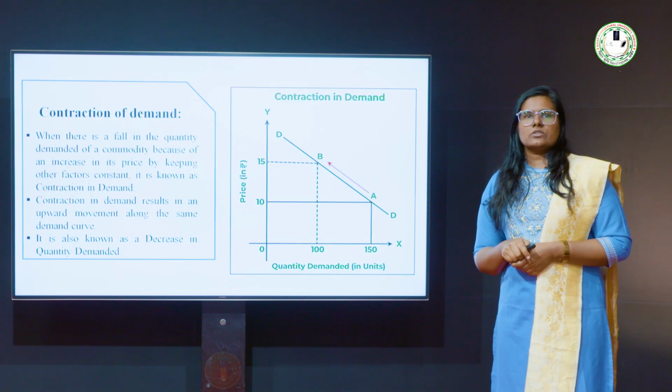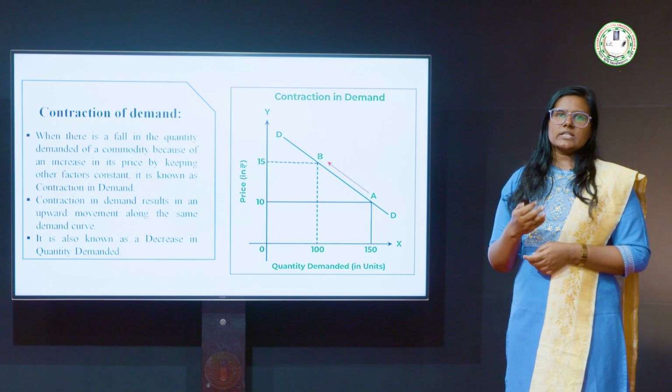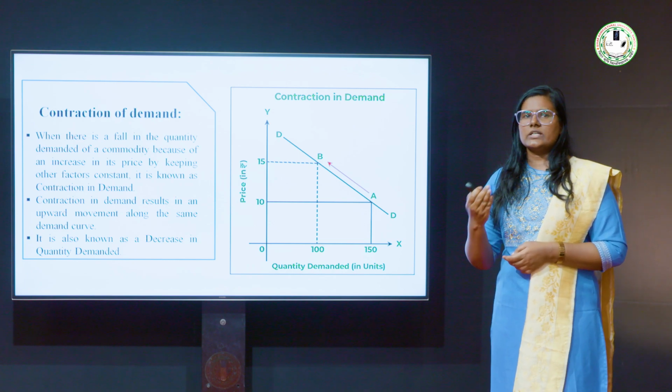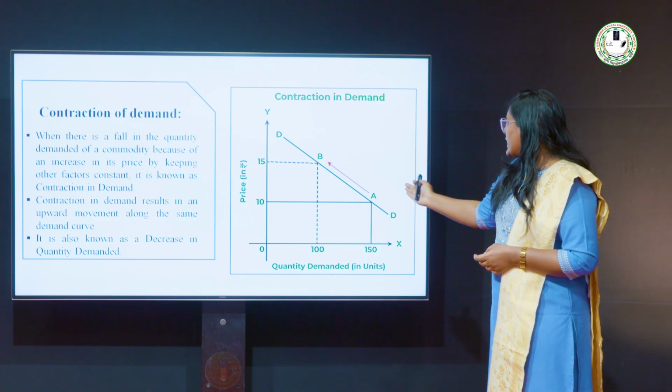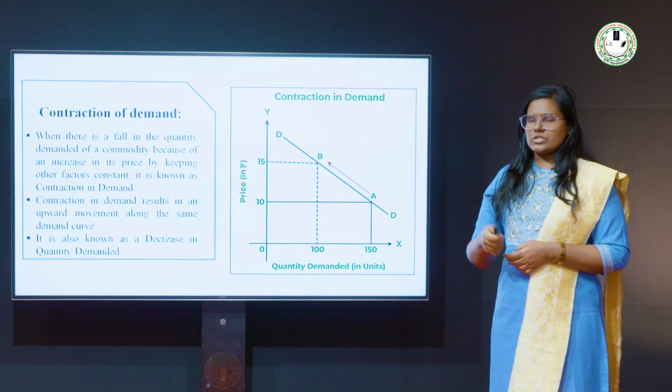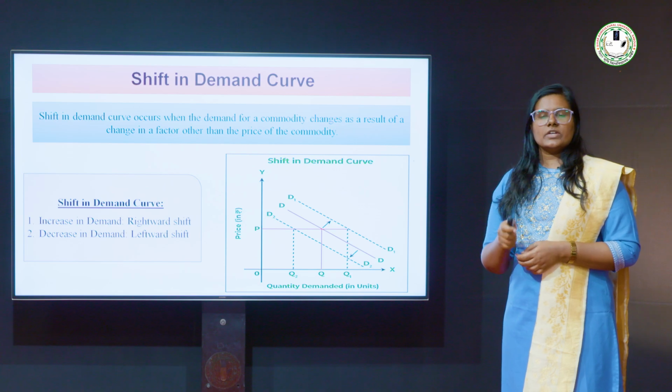The other is contraction of the demand curve. It occurs due to an increase in the price. As the price increases, the quantity demanded is less, so the curve will move inward, and this is called contraction of demand. Next is the shift in demand curve.